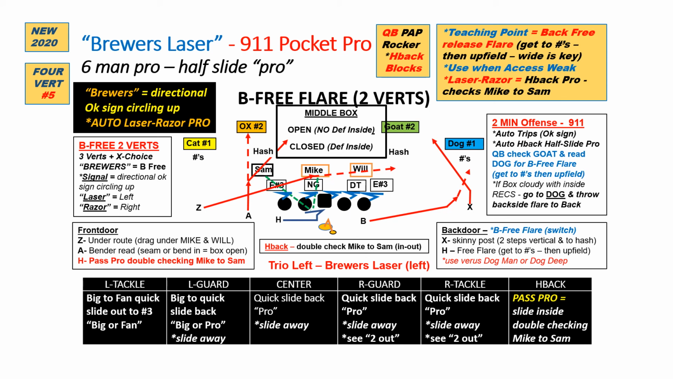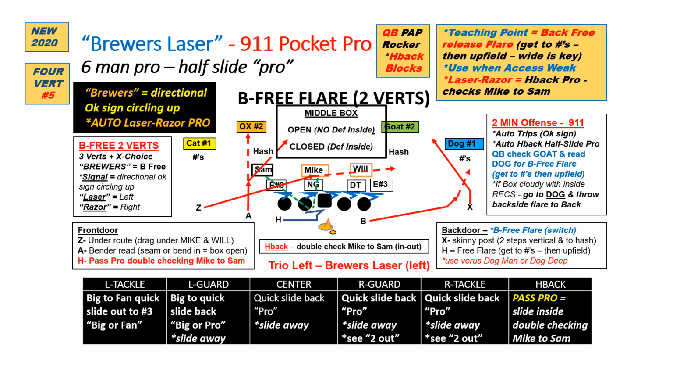The signal for this is we just use our OK sign because we're in now our trio formation and we do the circling action. This is the one where the quarterback has to know he changes this from a Lisa call to a laser. It's going to tell the H now to go ahead and replace the back and check the Mike to the Sam. And the back now will free release, running the wheel route up the backside.